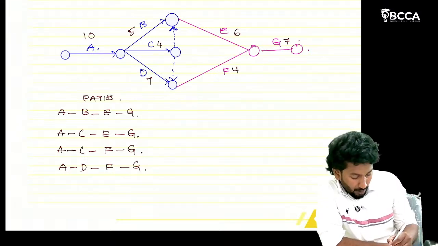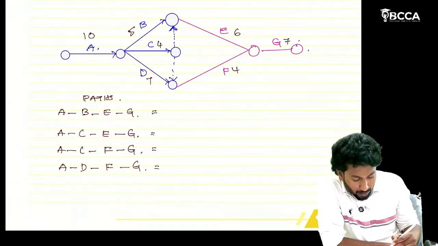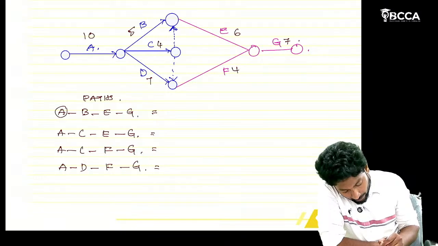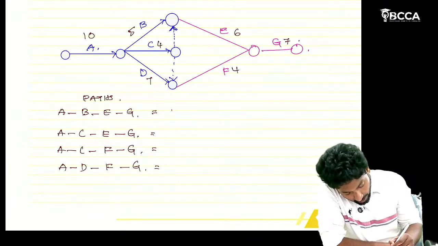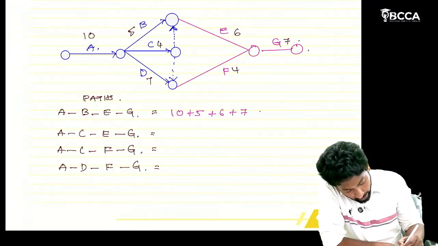Now calculate the total duration of each path, sir. Here for activity A, duration is 10. For B, that is 5. For E, that is 6. For G, that is 7. In total, how much, sir?